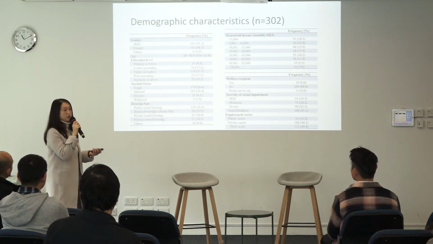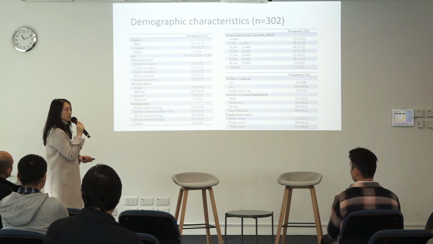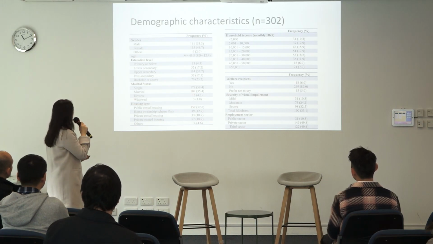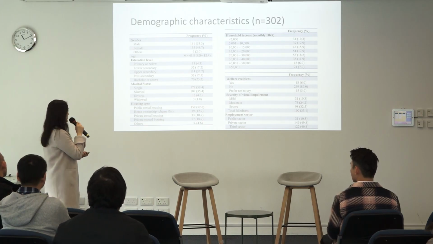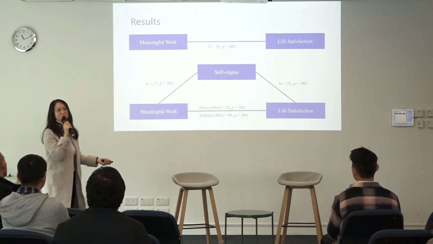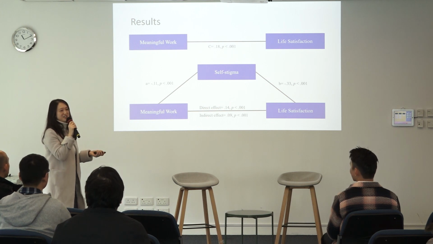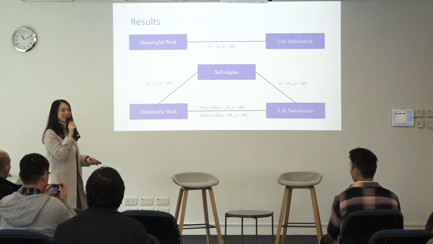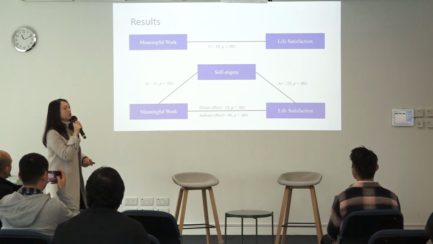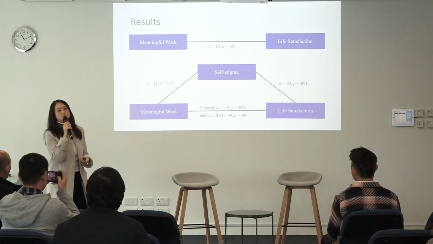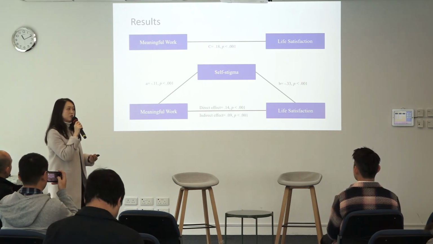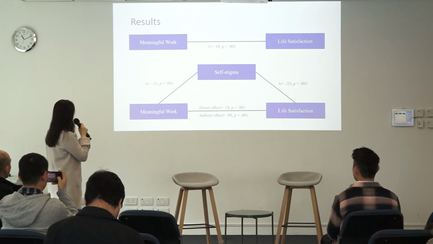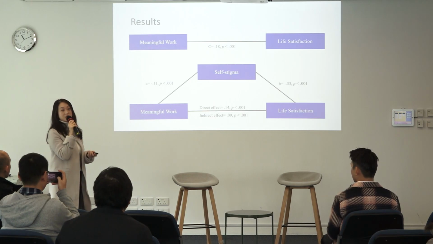We collected about 302 people with visual impairment through the survey. All of them had work experience before, and these were the results. Basically, the hypotheses that I formed were confirmed, whereby meaningful work was positively correlated with life satisfaction. So the more they found their work meaningful, the more satisfied their life is. But interestingly, a mediating effect was also found for self-stigma.